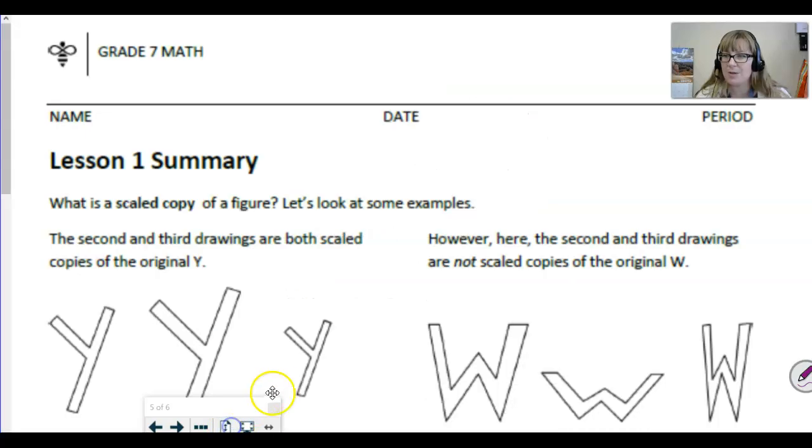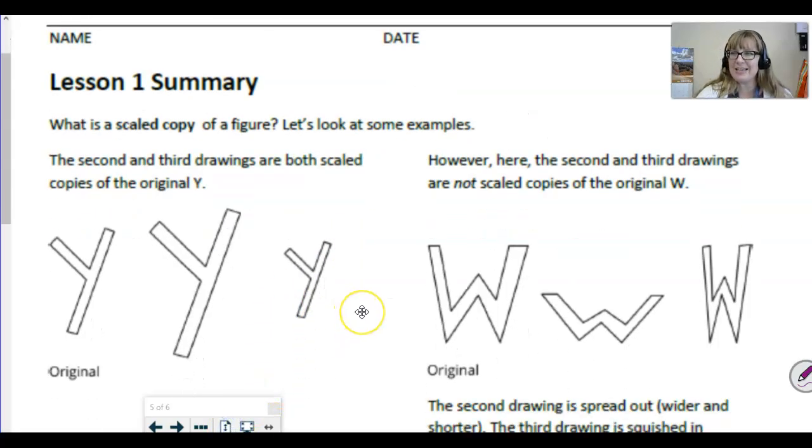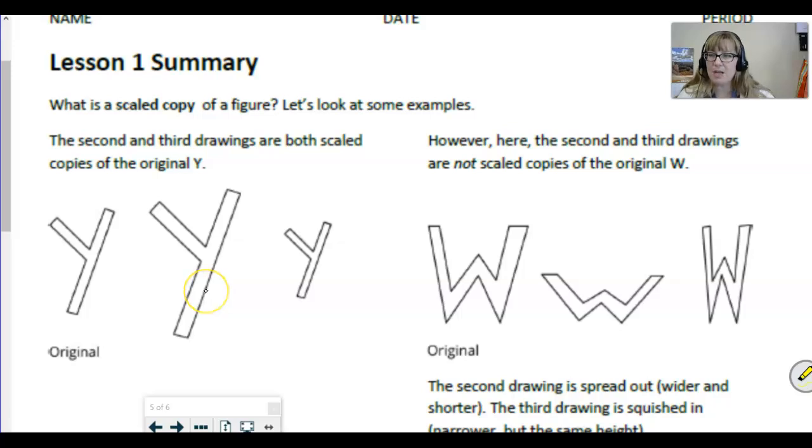Let me make this bigger again. What is a scaled copy of a figure? Let's look at some examples. It's a very visual concept, and so these examples really help us understand it. Here is our original Y, and it says the second and third drawings are both scaled copies of the original Y. They're bigger and smaller, but they look the same, just smaller and bigger versions.